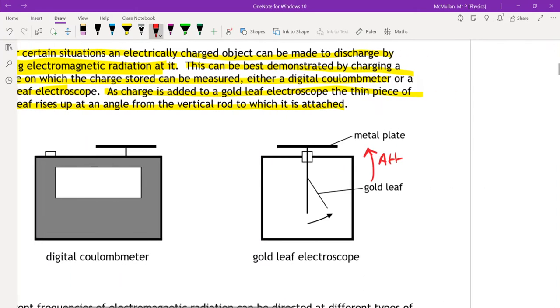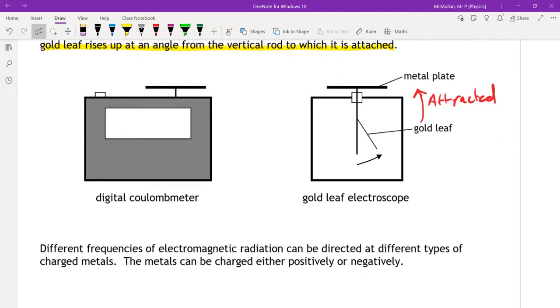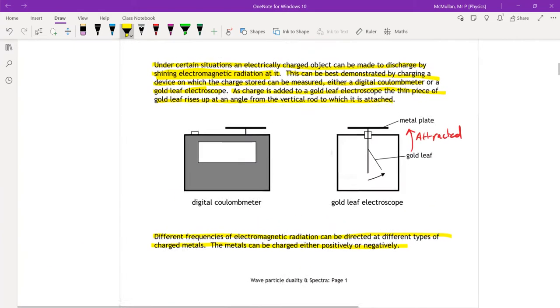We do have this experiment. I'm going to let you watch a video of it today, and tomorrow we'll do the live one in class because there's so many of you absent today. Different frequencies of electromagnetic radiation can be directed at different types of charged metals. The metals can be charged positively or negatively.